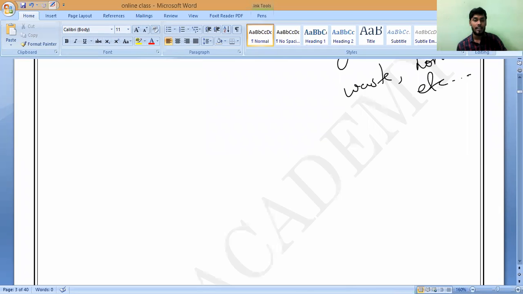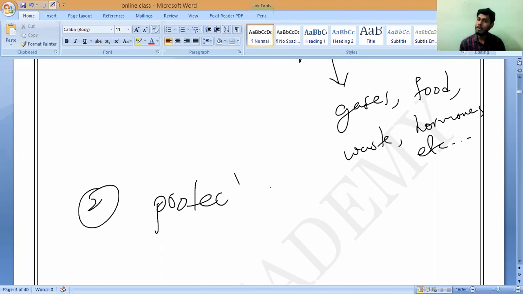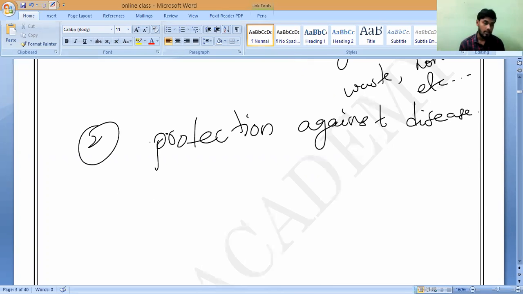Like that, what is the second function? Anybody? The second function is protection against disease. Protection against disease. Done by whom? Yes, sir, WBC. But protection is done by blood only. Protection against diseases, that is the second point. And also, you may see our body temperature is controlled by whom?